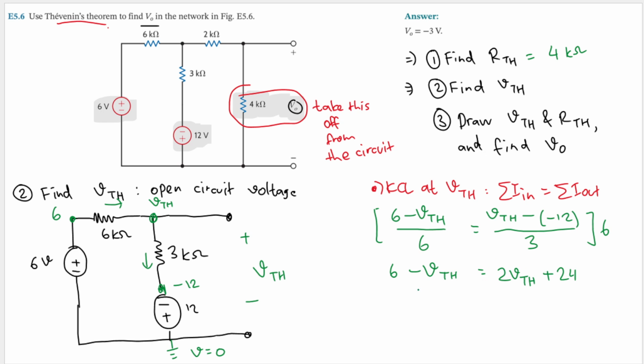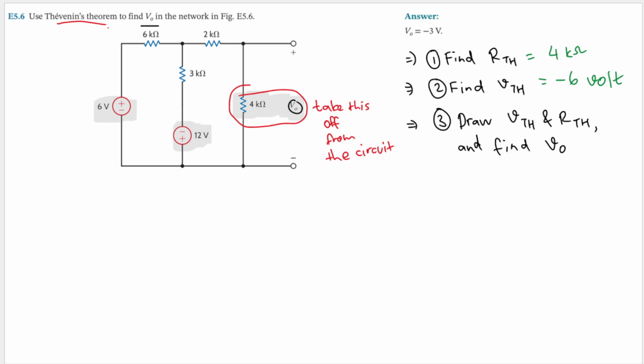Okay, let's do some mathematics here. 6 minus 24, that will be minus 18 on the left hand side, and then 3 VTH on the right hand side. Divide both sides by 3, and so we'll have VTH here is equal to minus 6, and the unit here will be in volt. So our VTH here is equal to minus 6 volt. Good. And now we need to do the last step here, which is the third step, draw VTH and RTH and find V0. Okay, let's do exactly that.